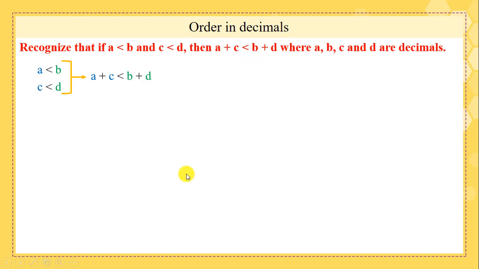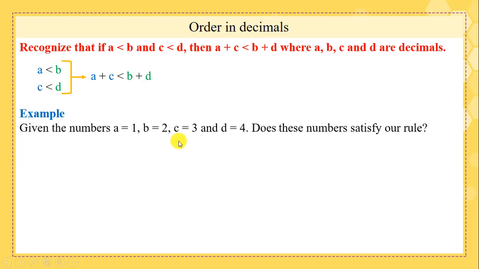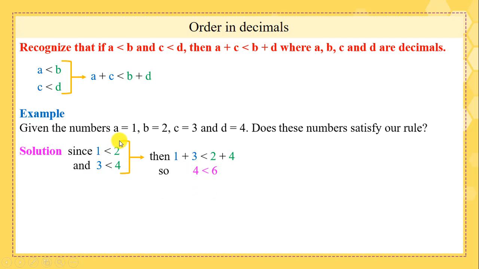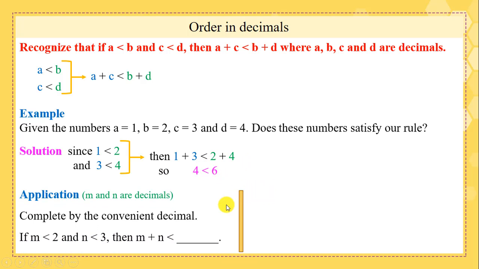So our rule is if A less than B and C less than D, then A plus C less than B plus D. For example, if A equals 1, B equals 2, C equals 3, and D equals 4, do these numbers satisfy our rule? Let's see. Since 1 less than 2 and 3 less than 4, we add the first two terms, so we have 1 plus 3, and the last two terms, 2 plus 4. Since the sign of comparison is less than, we write less than. So we have 1 plus 3 less than 2 plus 4, where 1 plus 3 equals 4 and 2 plus 4 equals 6.